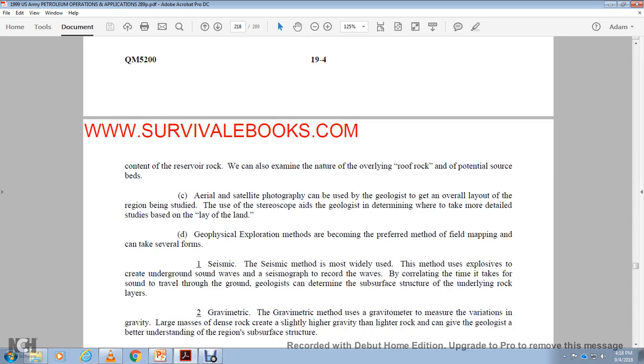Seismic method is the most widely used. The method uses an explosion to generate underground sound waves. The seismograph records the waves, correlating the time it takes the sound to travel through the ground. The geologists determine the subsurface structure of the underlying rock layers.